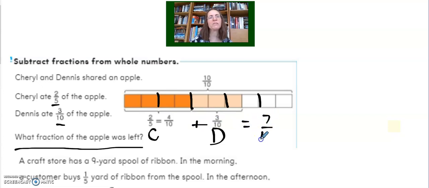Is that in its simplest form? Well, 7 is a prime number, so its only factors are 7 and 1, and 7 is not a factor of 10. So we found it. This is our simplest form.